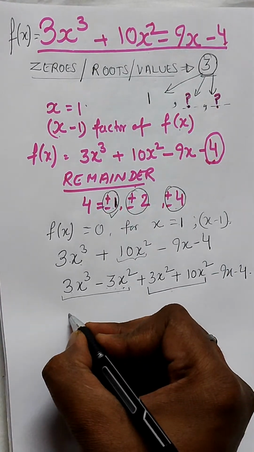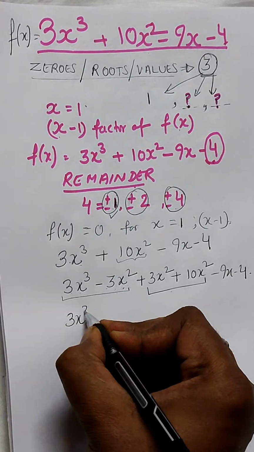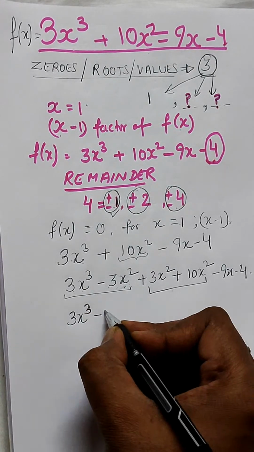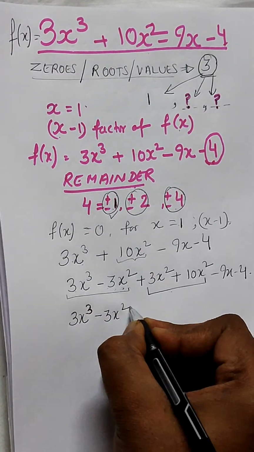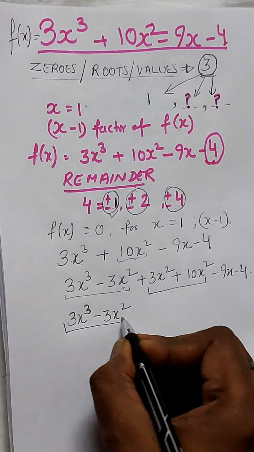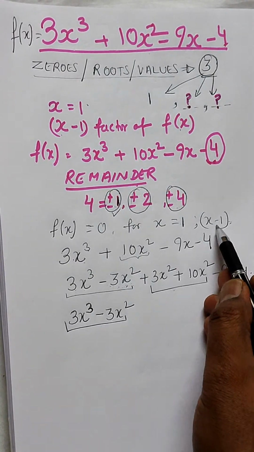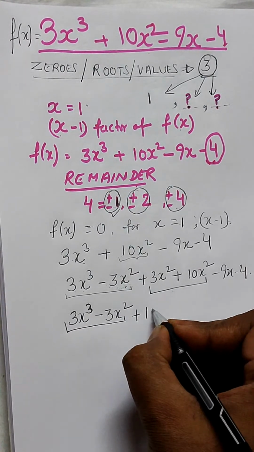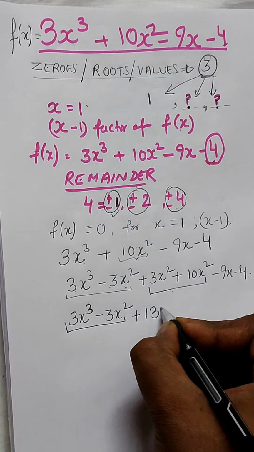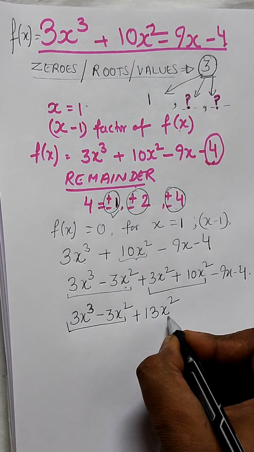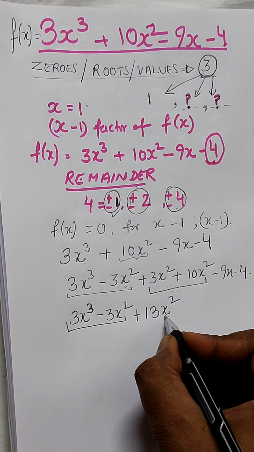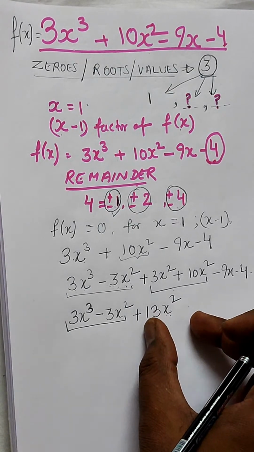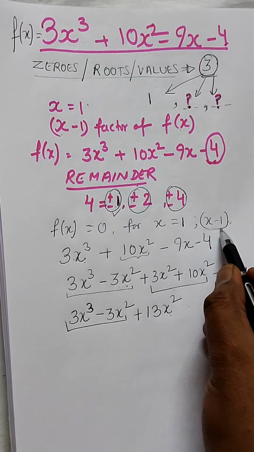So now this function of x will look like 3x cube minus 3x square, because from these two you can take out the factor x minus 1, and from this you are getting the other one as 13x square. If this is 13x square, you need to insert another number such that from both you can take something common and we are left with x minus 1, right?